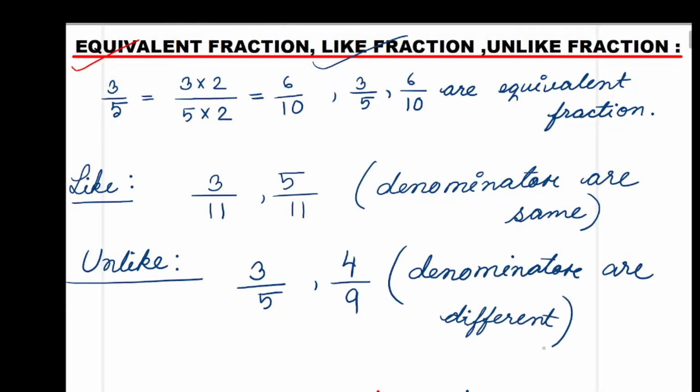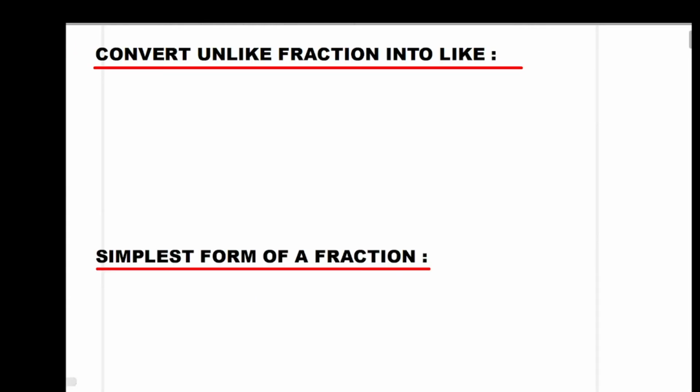Okay, come to the next concept. Convert unlike fraction into like. Now how can we convert unlike into like? Suppose two fractions are given, 2 by 7, 9 by 14. To make it like, that means we have to make the denominator same. Now already here it is 14, but here it is 7. So can we convert 7 into 14? When we convert 7 into 14, automatically the numerator will also change.